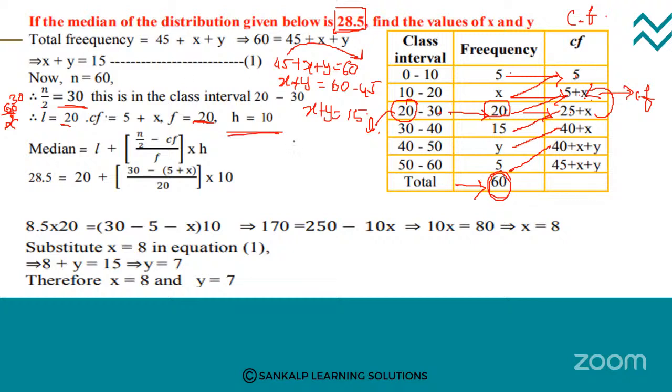Now, substitute all these values in the formula. The formula is median is equal to L plus (N by 2 minus CF) divided by F into H. L value is 20 plus N by 2, which is 30 here. See here, 30 minus CF value, which is 5 plus X, divided by F value, which is 20, into H value, which is 10. And the median they have given, that is 28.5. Right?